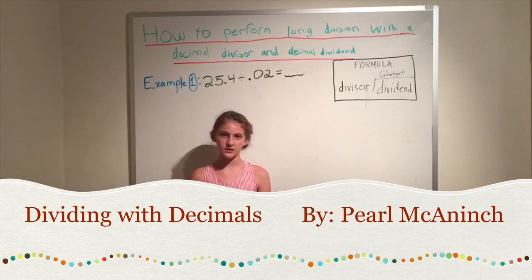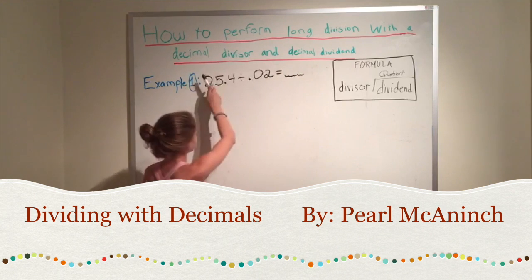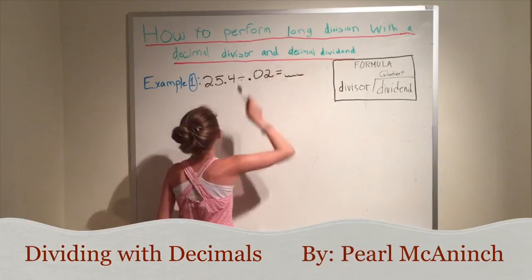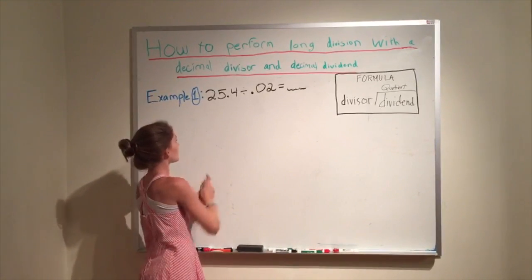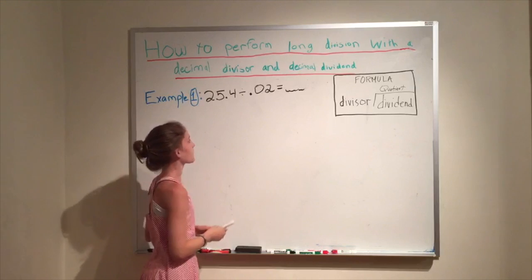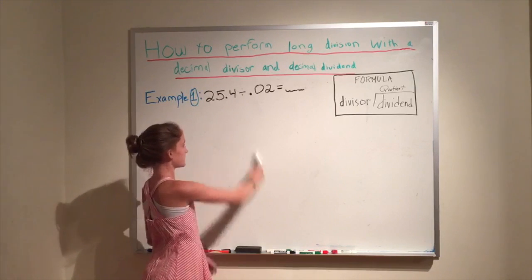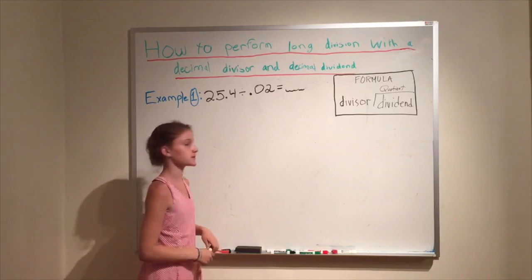My name is Pearl and I'm going to show you how to perform long division with a decimal divisor and a decimal dividend. Okay, I will start with the first example: 25 and 4/10 divided by 200ths. 25 and 4/10 is the dividend, 200ths is the divisor. Together they equal the quotient.